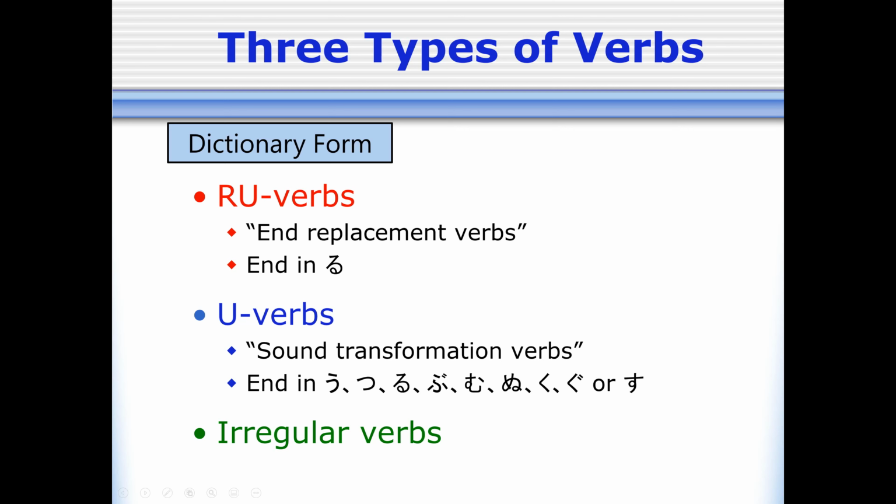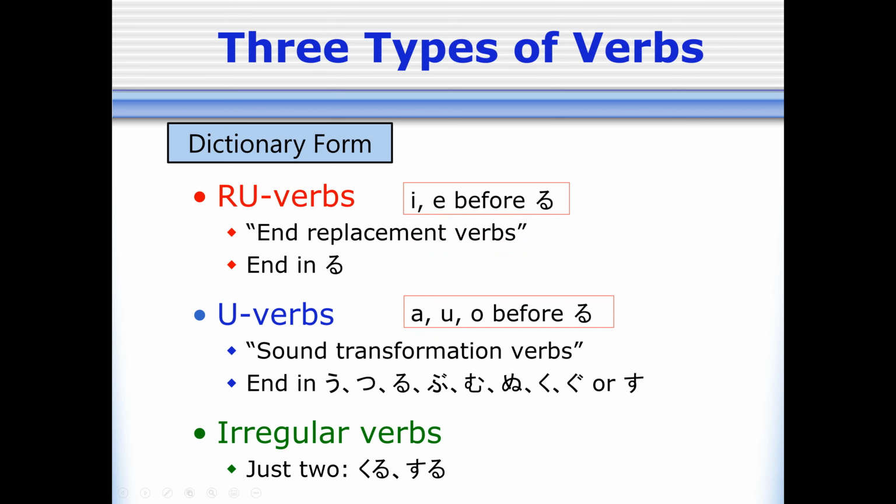We also have irregular verbs. There's only two of them, kuru and suru. So kuru meaning to come, it's the dictionary form of kimasu, and suru meaning to do, it's the dictionary form of shimasu. Any other irregular verbs that we're going to run into in Japanese are just variations on these two. So once again, ru verbs have an i sound or an e sound before ru, u verbs either have an a, u, o sound before ru, or they have any one of these other syllables. And irregular verbs are just kuru and suru.